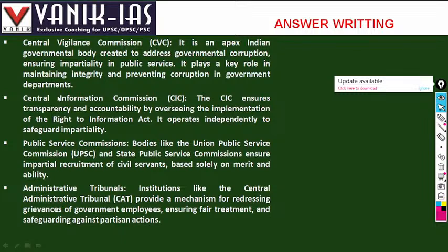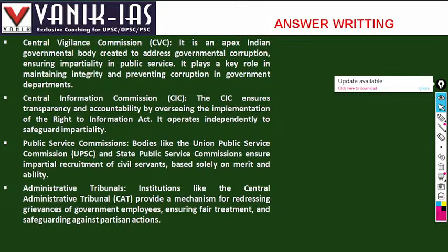The CVC is another. It is an apex Indian government body created to address governmental corruption, ensuring impartiality in public services. It plays a key role in maintaining integrity and preventing corruption in government departments. Central Information Commission, the CIC, ensures transparency and accountability by overseeing the implementation of the Right to Information Act. It operates independently to safeguard impartiality.